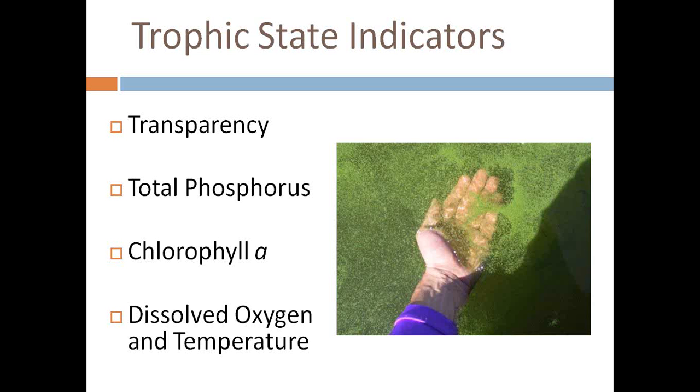So all of these parameters are getting at the underlying food web in a lake. Is there a lot of food in a lake? Is there not very much food in a lake? And what we're finding here then will have real implications on the management of that lake.